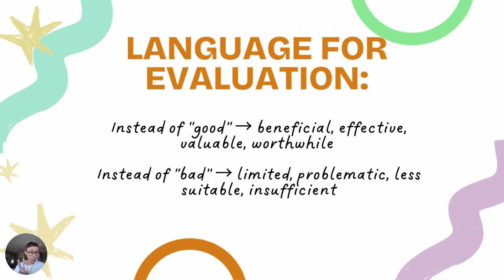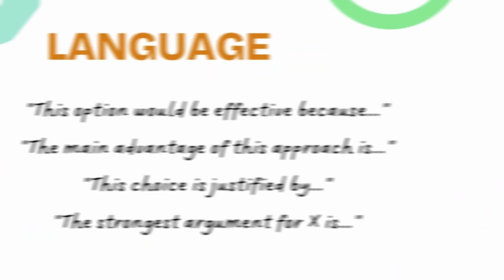So instead of good, at C1 level, you should really be avoiding words like good, bad, and show that you have a higher level of vocabulary. So good could become beneficial, effective, valuable, worthwhile. Bad could be limited, problematic, less sustainable, insufficient. So changing up these simple adjectives for something a bit more complex can again boost your marks.